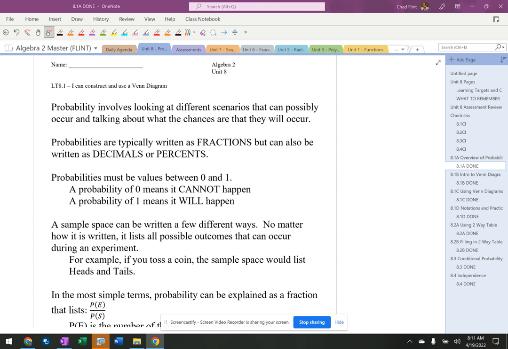All right, so first of all, probabilities are typically written as fractions, but you're also going to see them as decimals or percents. We do not get probabilities that are things like 4, because probabilities are between 0 and 1. No negative probabilities, just 0 and 1. 0 means it can't happen, and 1 means it definitely will happen. So if I have a probability of 1, it's going to happen. If I have a probability of 0, it cannot happen. All right, very simple things to deal with there.